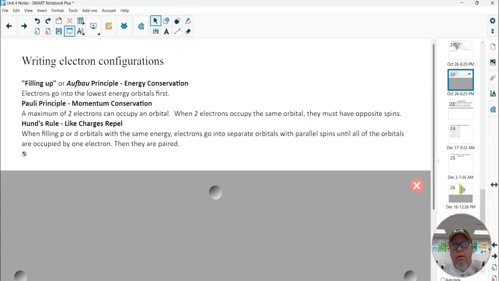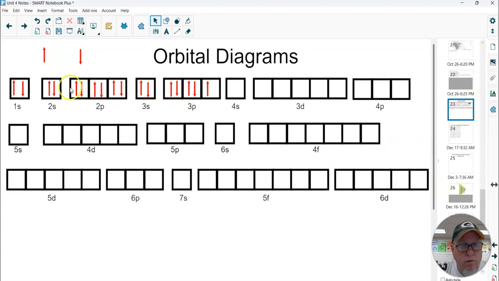All right, now that we can do an orbital diagram, the next step is taking that to be able to actually write an electron configuration. Writing an electron configuration is really straightforward if you can do this. First let me show you what this is. If you forgot, this is an orbital diagram for the element chlorine. We did that in the last class period.